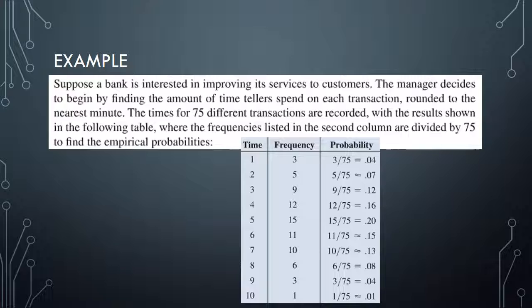All right, so we have the time. Empirical, by the way, is observed. Since this data comes from observation and not from theory, it's called empirical. So there were 3 transactions that took 1 minute. So the chance of randomly picking one of these 75 transactions that lasted a minute would be 0.04 and so forth. So you could see the data all lined up here.